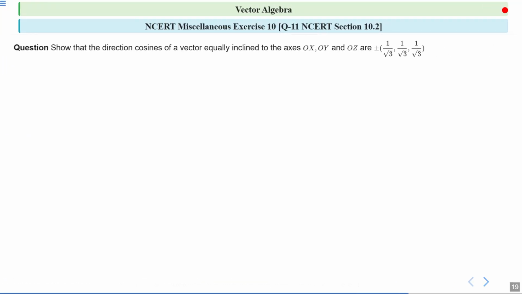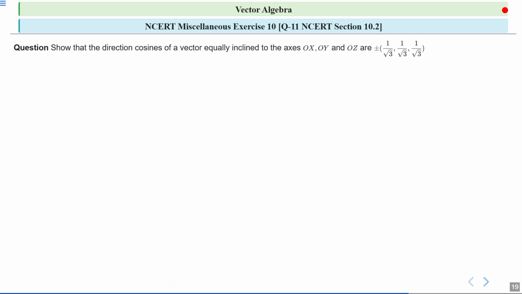Now next, NCERT miscellaneous exercise 10, question number 11, which says: show that the direction cosines of a vector equally inclined to the axes OX, OY and OZ are basically plus minus 1 by root 3, 1 by root 3 and 1 by root 3. Okay.